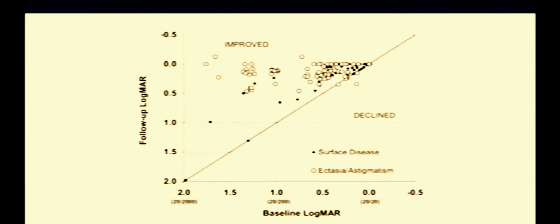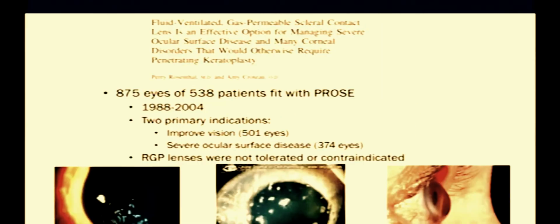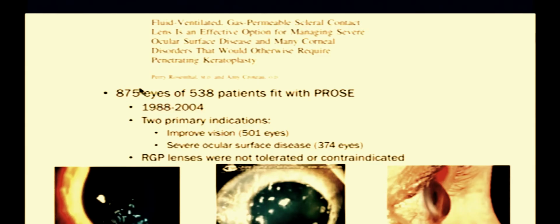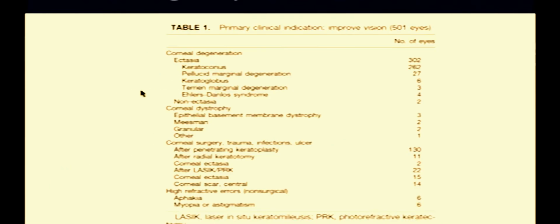So the two primary indications are corneal irregularity or ocular surface disease. And so Perry Rosenthal, who is sort of the father of the Boston scleral lens, did some studies and published a large series of patients looking at all the different myriad clinical indications. These can include corneal degenerations like ectasia, corneal dystrophies, other things that cause ocular surface irregularity, including aphakia or myopia. And all of these are useful uses of the corneal irregularity aspects of the scleral lens.